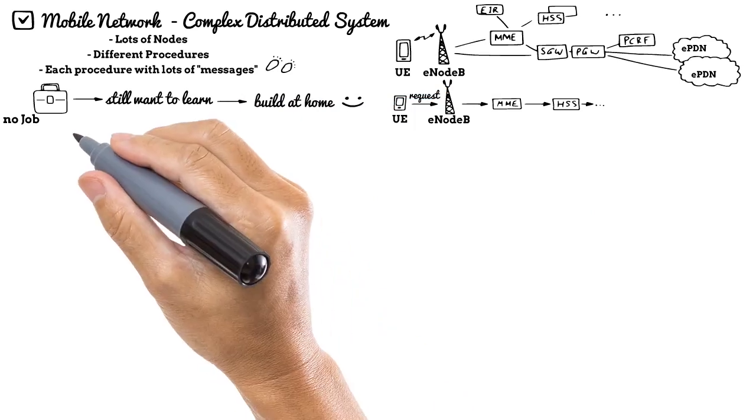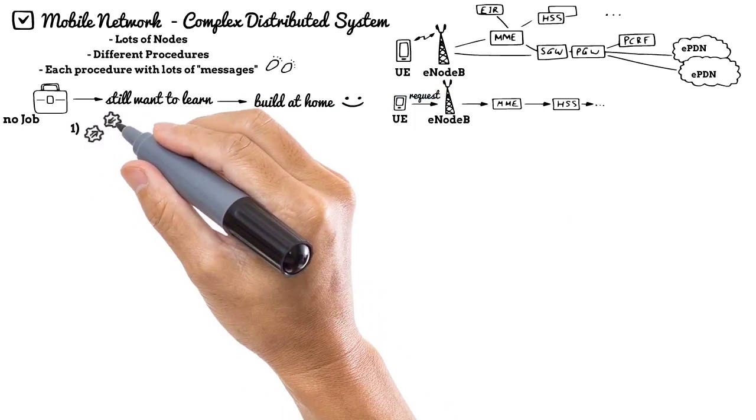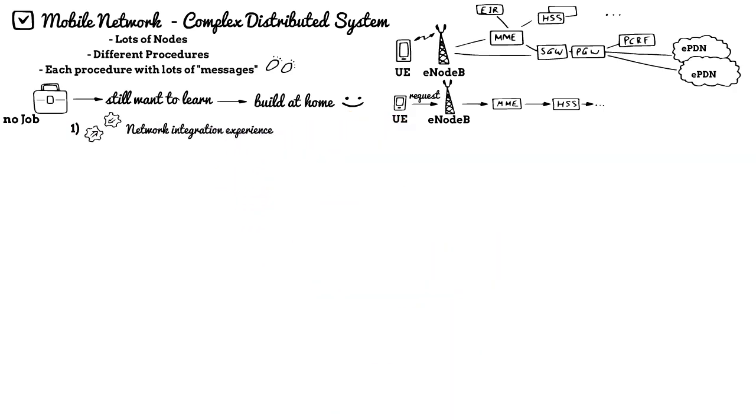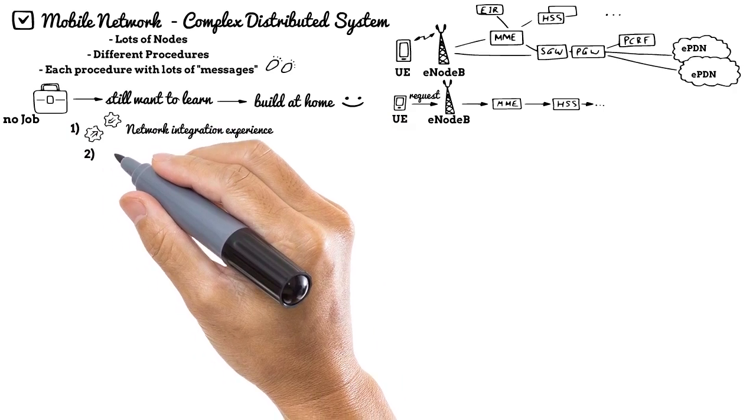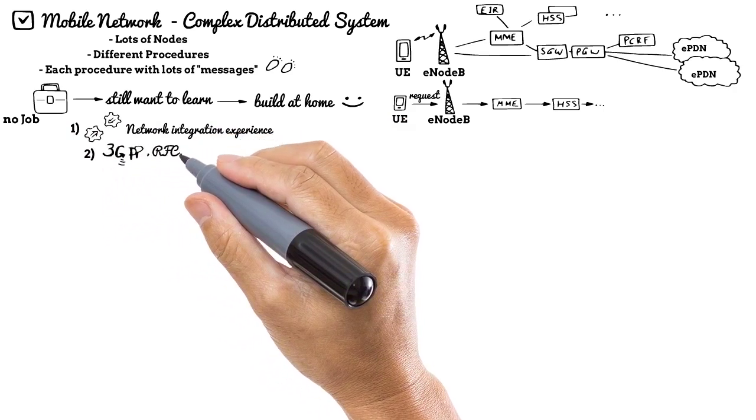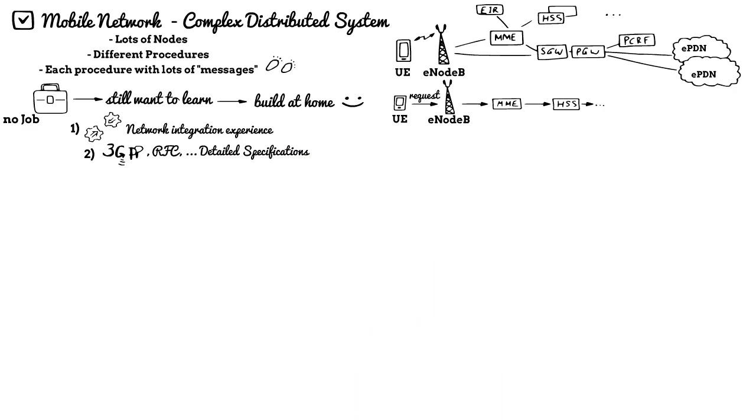Why is it so perfect? First of all, you will have non-trivial network integration experience when you will be configuring network nodes to connect them into one mobile network. Second thing, there are very good, comprehensive, detailed specifications written for mobile networks, including end-to-end call flows and detailed content for each message within these call flows. And most of them could be found in one very good, structured, aggregated place, 3gpp.org. My personal recommendation: for learning, always refer to the latest version of each spec.